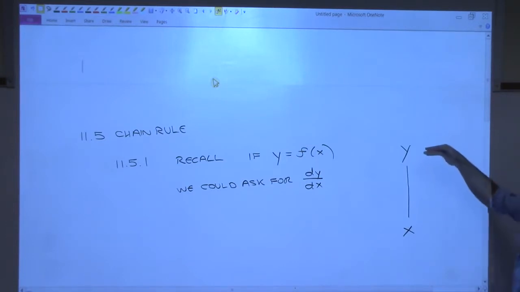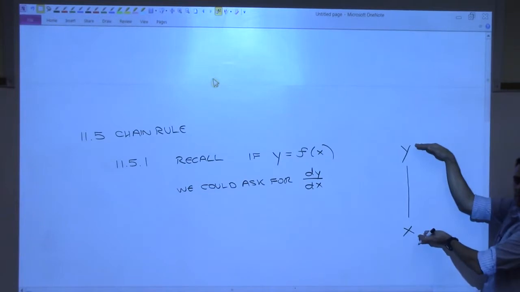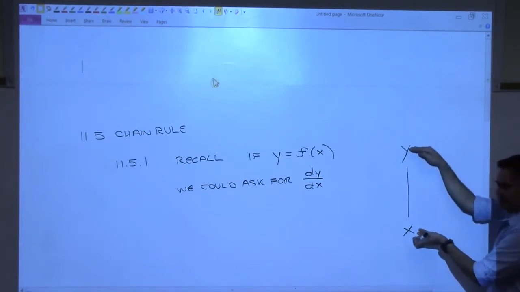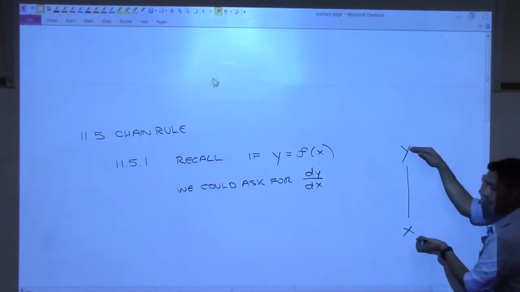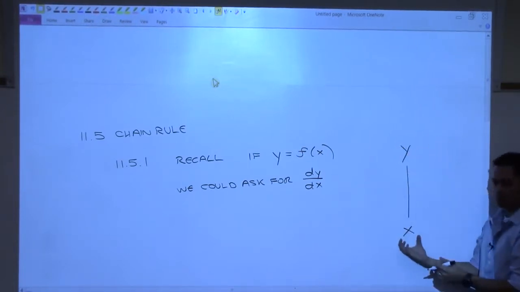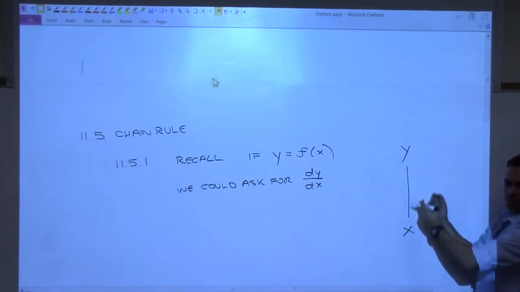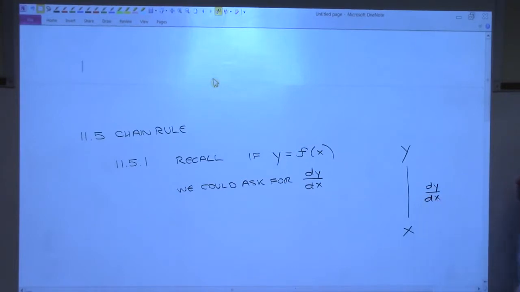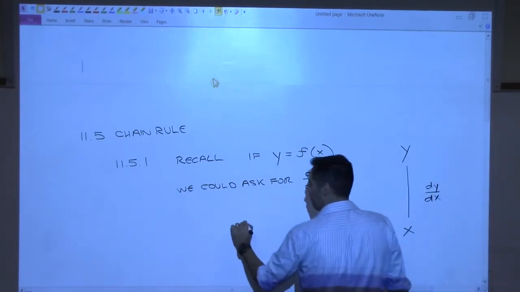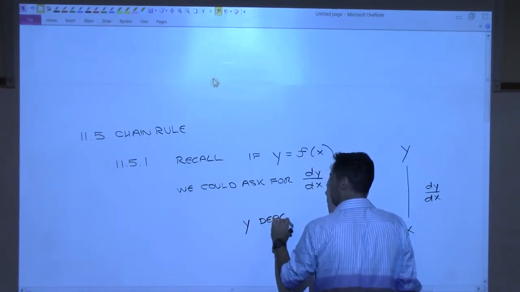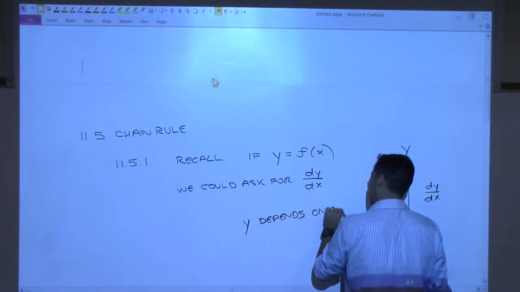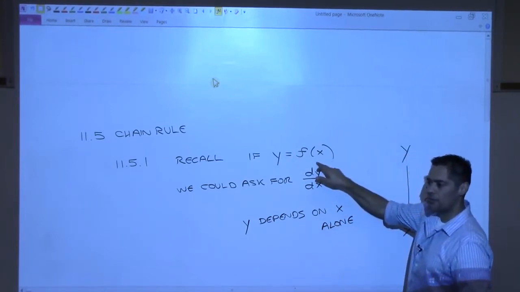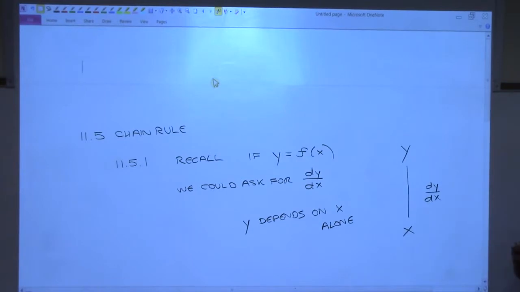What I'm saying is that y is higher up on this diagram, x is below it, which means that in order to know y, someone needs to tell me what x is. So if I have x, I will be able to produce y. This is kind of like the root, and the tree is growing out of this, all right? So it makes sense for us to talk about dy/dx, since y depends on x alone, right? Someone gives you x, y can be determined, right? All right.